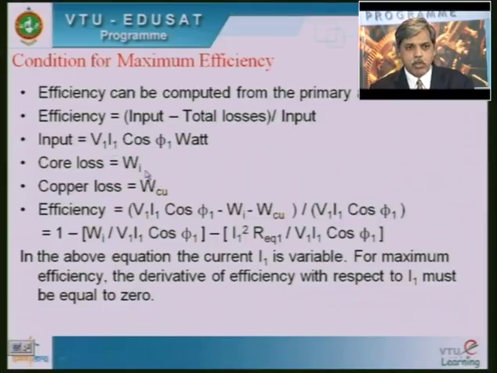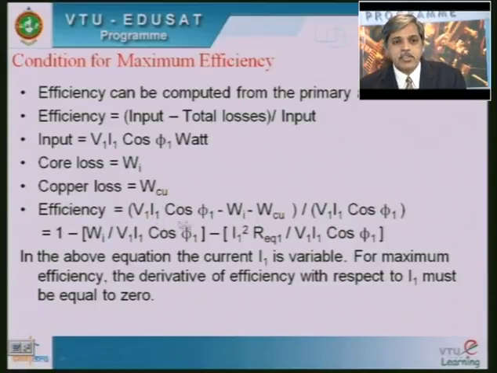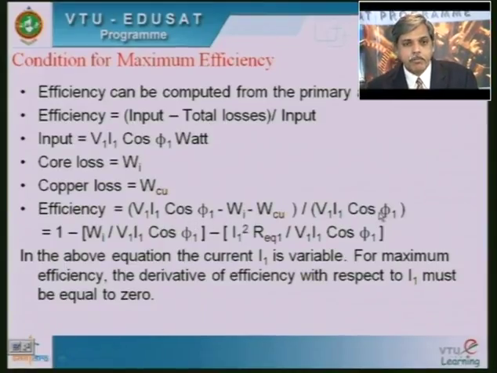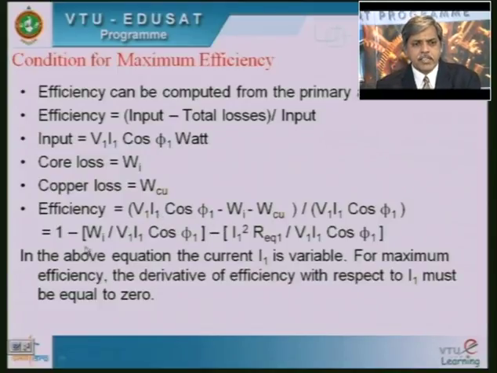Core losses are Wi, copper losses also WCU, okay. So this efficiency can be written as input minus losses divided by input. I will just expand this equation: 1 minus Wi divided by V1 I1 cos phi 1, minus WCU, which is written as I1 square R equivalent 1, divided by V1 I1 cos phi 1.